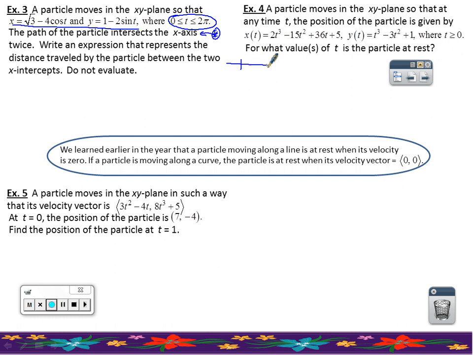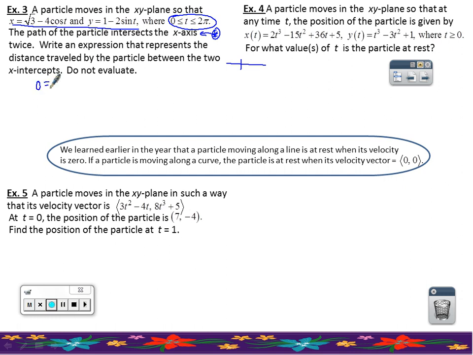Let's just think about the x-axis here. What do we know that all points on the x-axis have in common? The y value is 0, right? Not the x value. The y value is 0. So if we take our vertical representation, our y, and set it equal to 0, we should get where it crosses the x-axis. Okay, so that's what we're going to do.